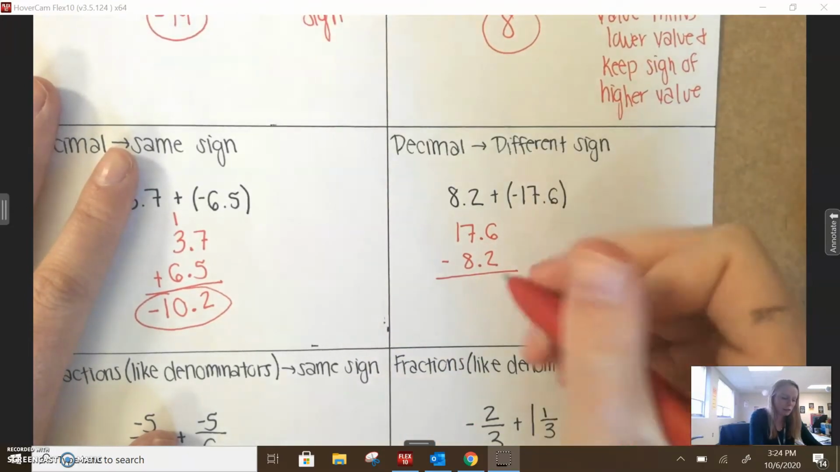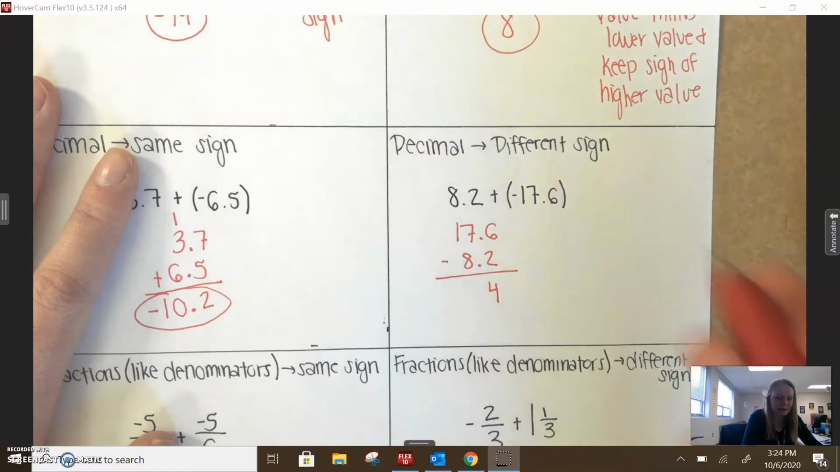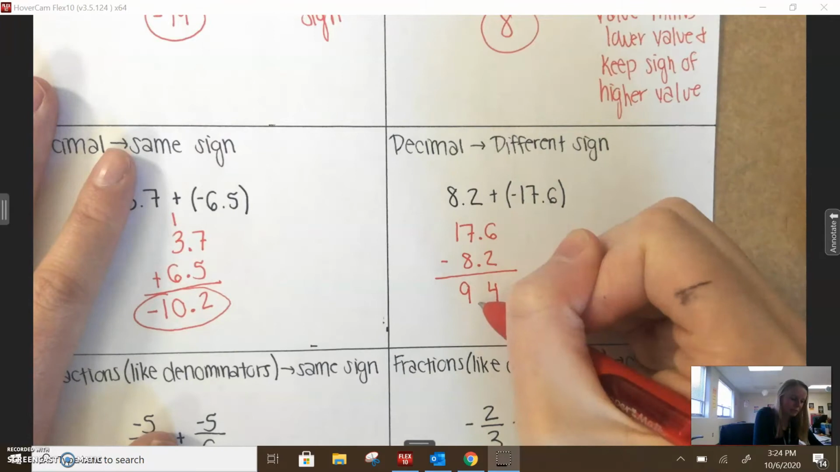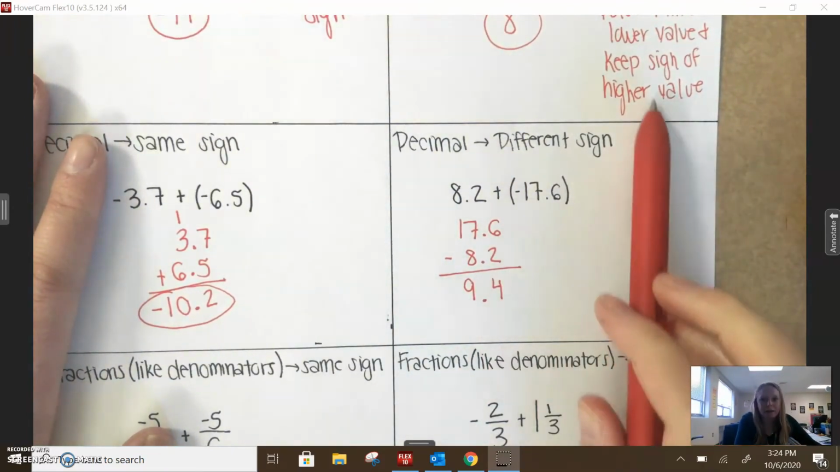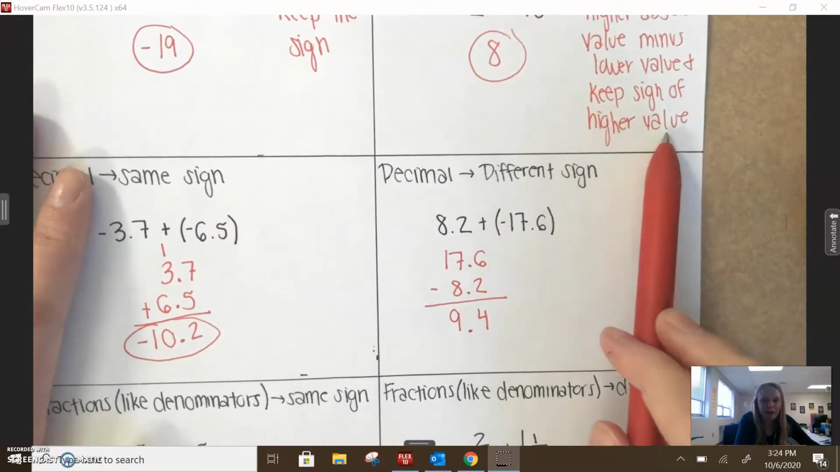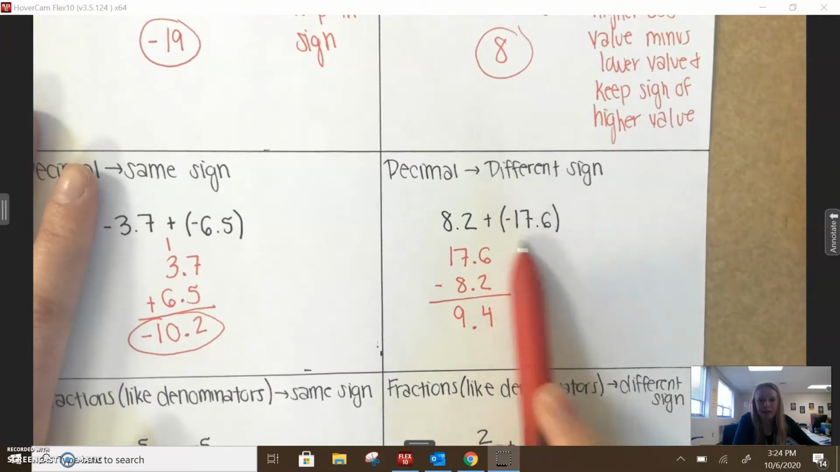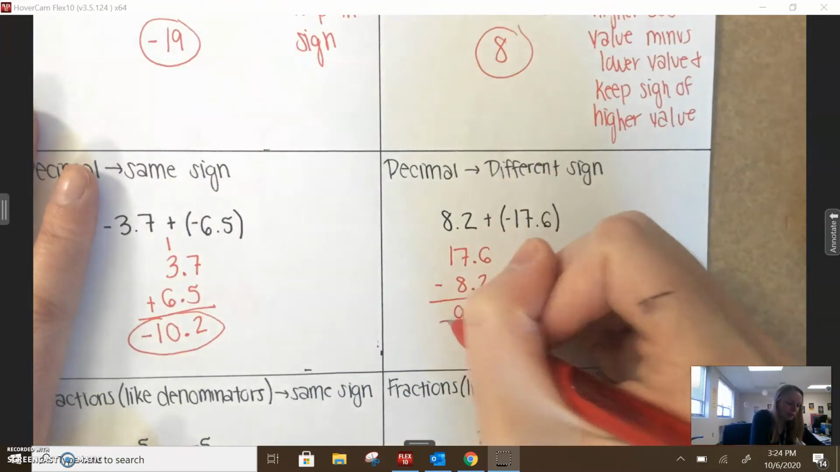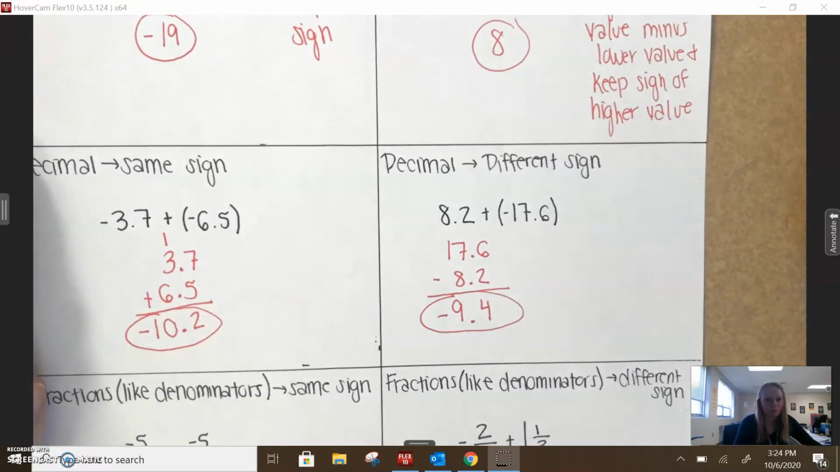Since I'm dealing with decimals, my decimals are all lined up, and now I can just subtract. So 6 minus 2 leaves me with 4. I could technically borrow, but I'm going to have that same 1 anyway. So what is 17 minus 8? That gives me 9. And then, like I said, we keep the decimal in place. So I have 9.4. Now before I'm finished, I keep the sign of the higher absolute value. So I'm looking at 8.2 and negative 17.6. Negative 17.6 had the higher absolute value, so that means my answer has to be negative. So my final answer will be negative 9.4.